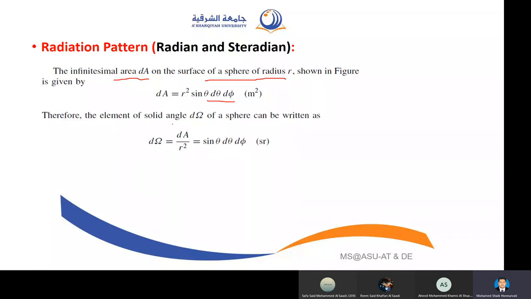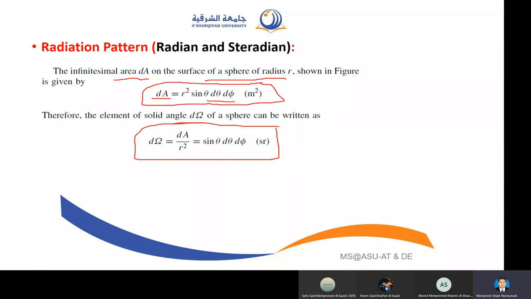So if I want to calculate the solid angle, we have to divide by r², right? Divide the area by r², and you will get the solid angle. So r² sinθ dθ dφ divided by r², you will get sinθ dθ dφ. The unit of solid angle is the steradian. These are some standard formulas which we will be using in our analysis of finding the parameters.